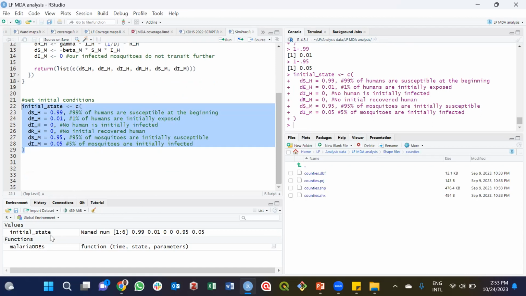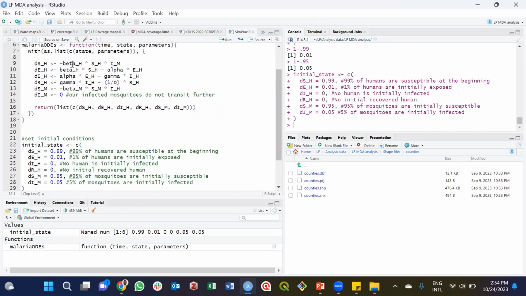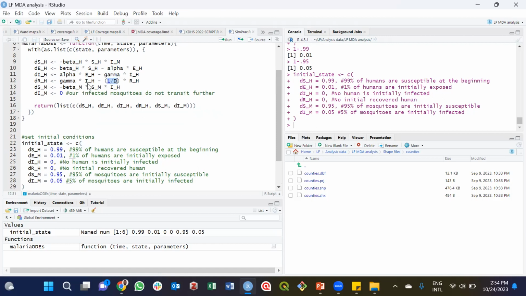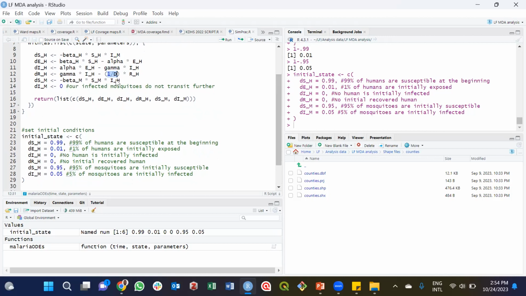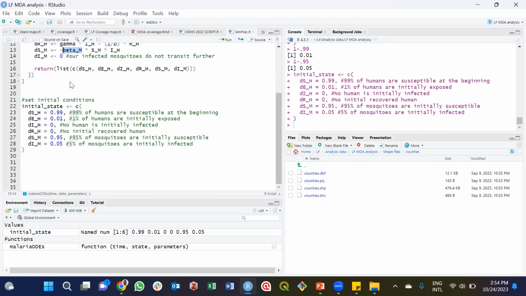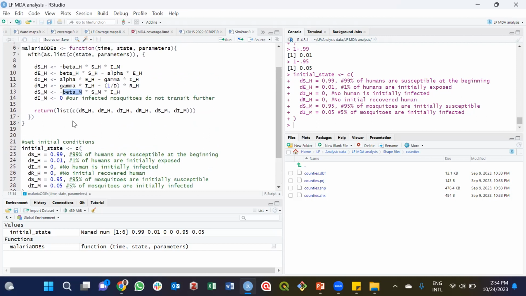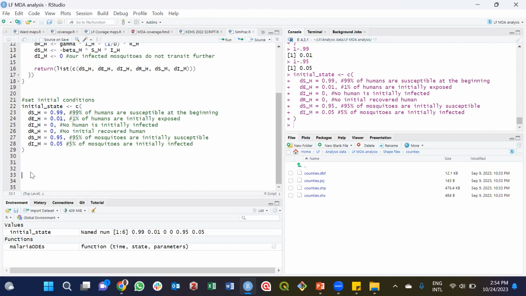Let's see, initial state, okay. And then what else? Now we need to give these parameters values. Let's say we went to literature or analyzed our data. We got the value for beta, the value for alpha, the value for gamma. We got the duration, which we specified was 2 weeks. And the beta M, yeah. So I normally like copying so that I don't forget any of them.